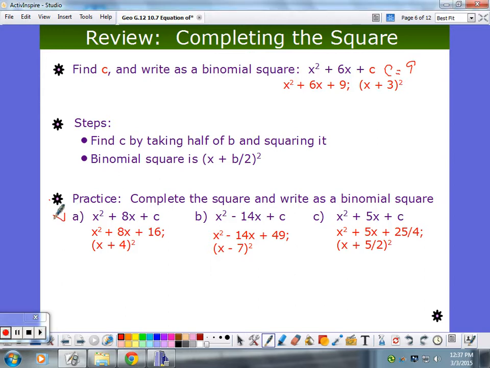I'm hoping A and B were fairly easy. Any questions on A and B? Are we able to get through those? You may still be working on it, which is okay too.